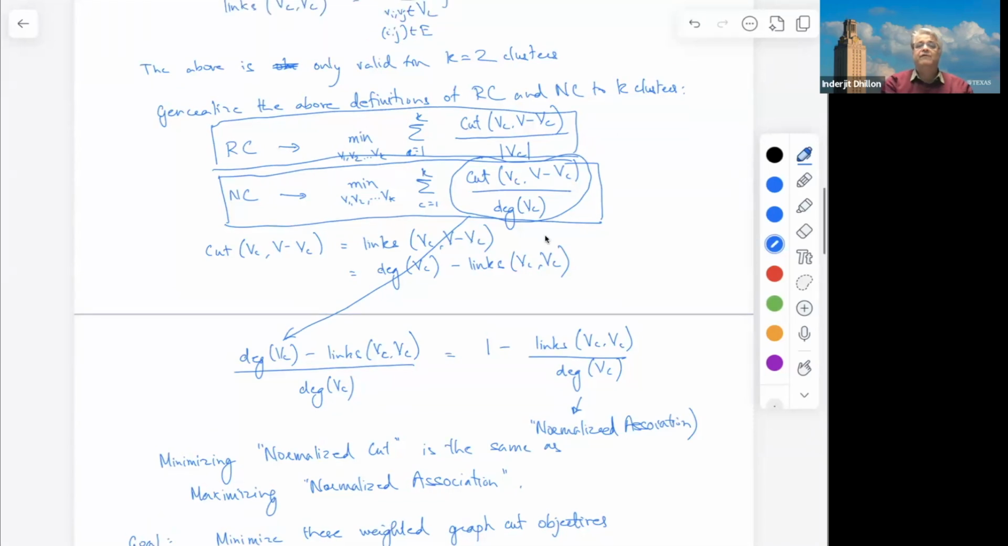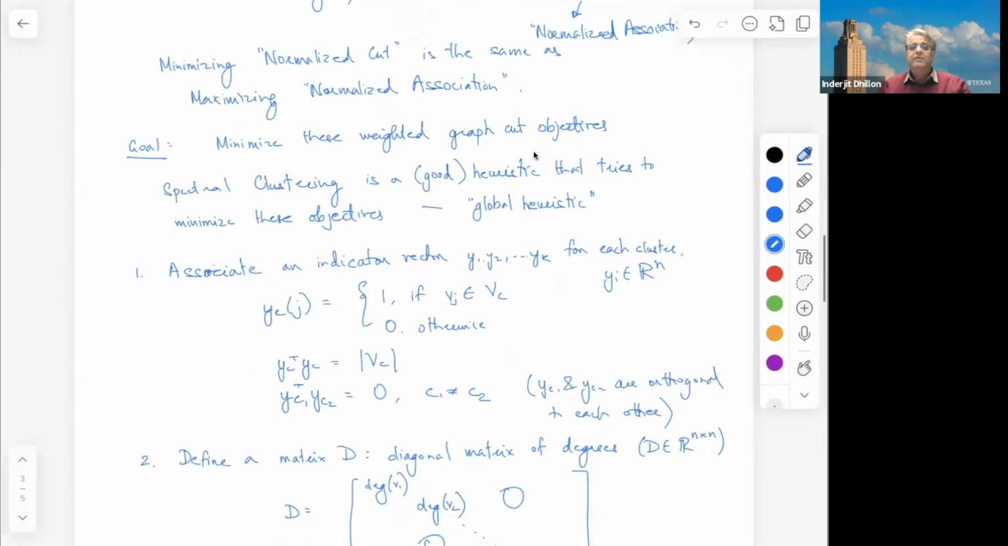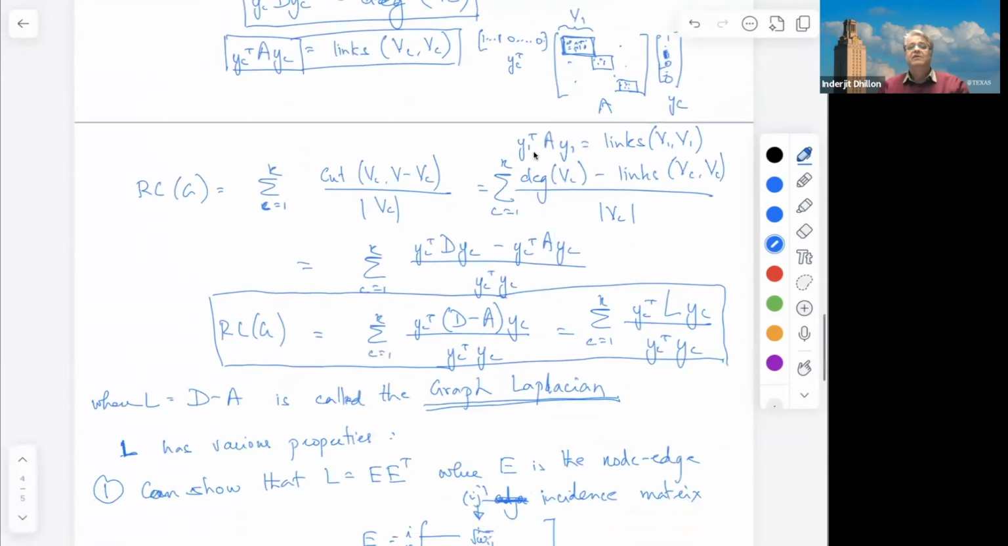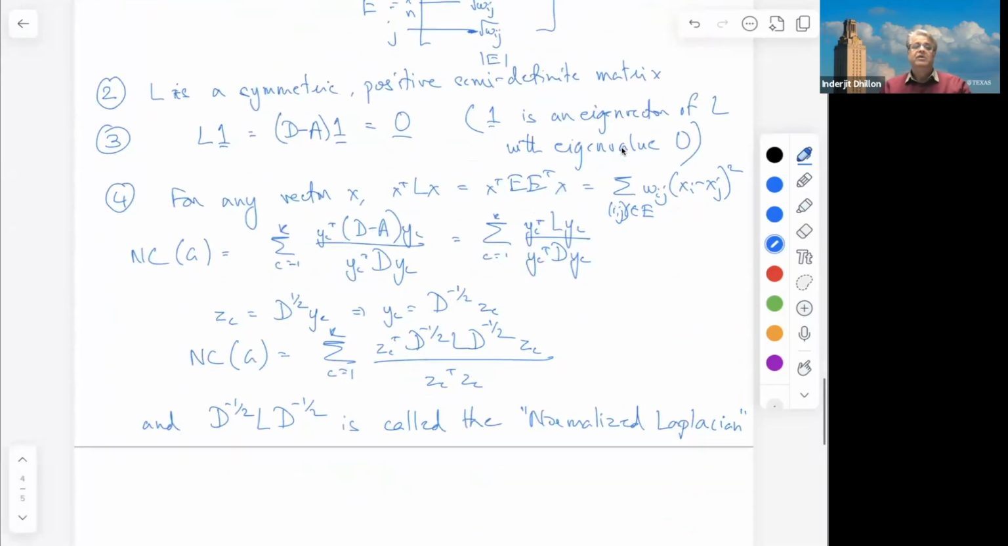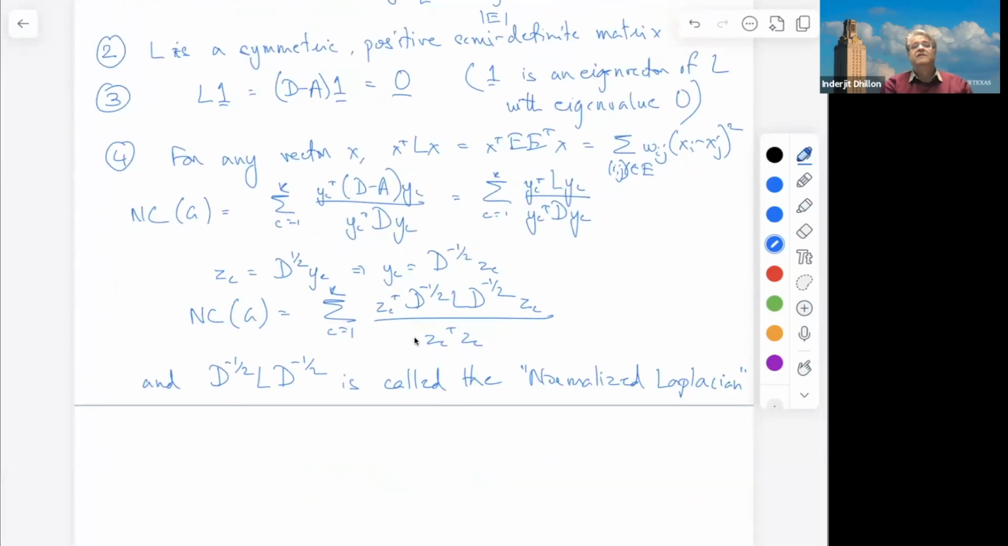I can define them in terms of things related to graphs, but then I can change everything to vectors and matrices. And I can just say that the problem of minimizing the ratio cut is the problem of minimizing this quantity, where L is the graph Laplacian. What you try to find are the YCs such that this criterion is minimized. And you get something very similar with normalized cut, except you get this normalized Laplacian.